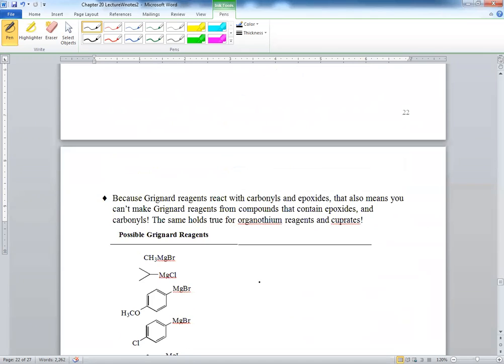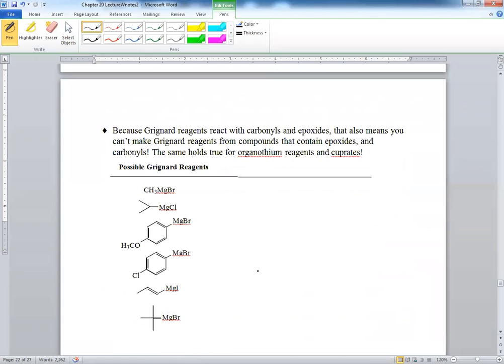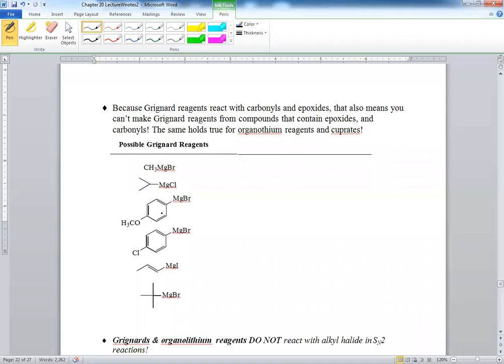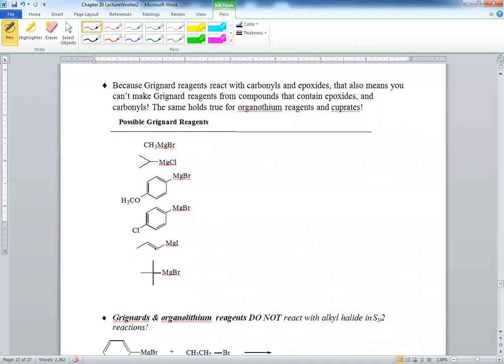So here are the possible Grignard reagents. We have an alkyl group, these are methyl. This is an isopropyl. We have a benzene phenyl group with a methoxide attached to it, etc. We have an alkene, and a tert-butyl. So all of these are possible. So let's give you an example of something that is not possible. Not possible. So once again, we already talked about this one.